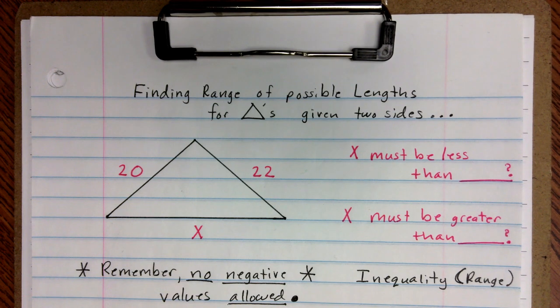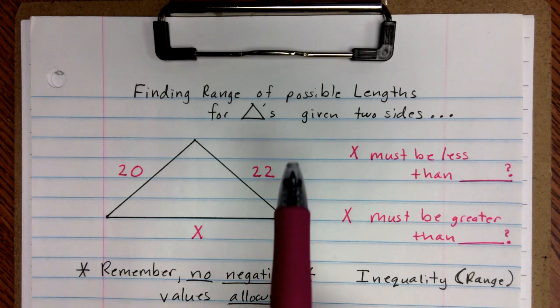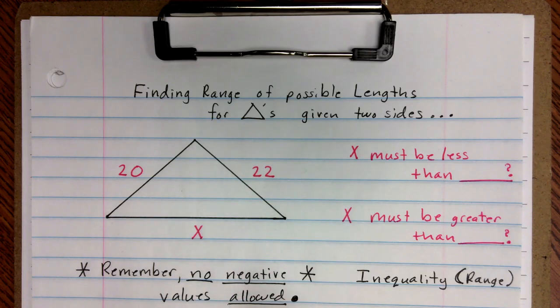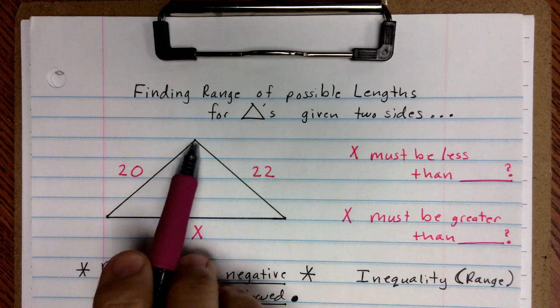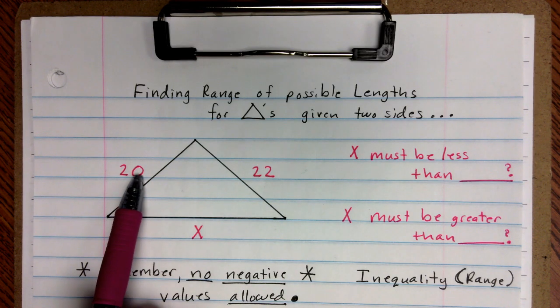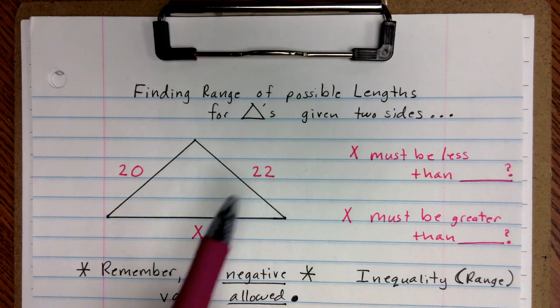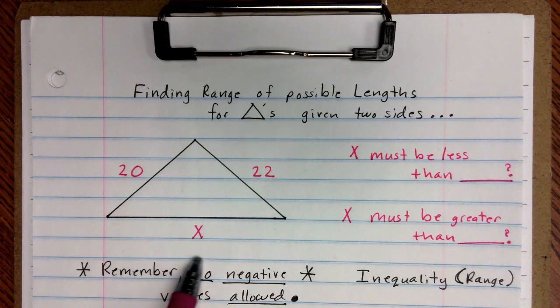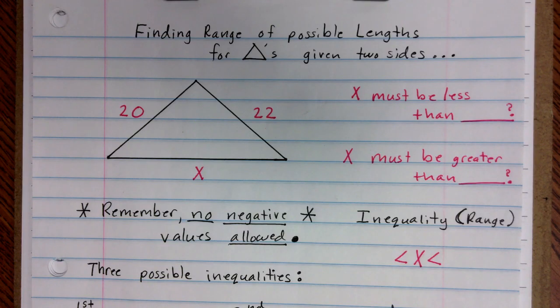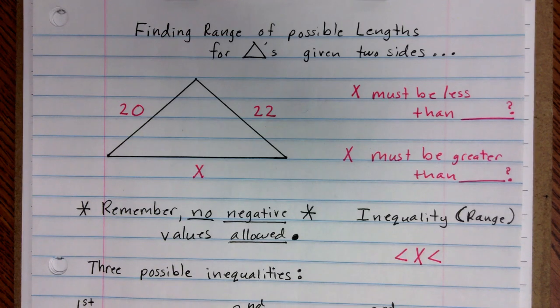In this video, we're going to look at finding the range of possible lengths for a triangle when given two sides. Notice on this triangle right here, we have two sides. One is 20, one is 22. And then there's a side that we don't have a value for. So to figure that out, we're going to create three inequalities.